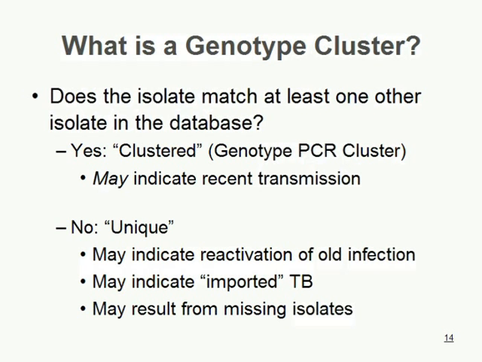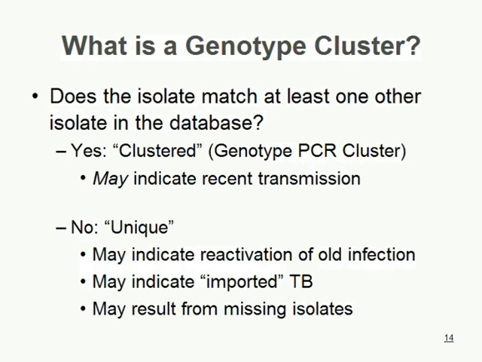If the isolate doesn't match another isolate in the database, we call this unique. And this could mean a number of things. It could indicate reactivation of an old infection. If someone got infected many years ago, the organism may have changed enough that we identify a unique isolate with their past infection, but not with recent TB infection. It may indicate imported TB, which means TB came from people that came into the country. They were infected in their country of origin, and they brought their organism in with them.